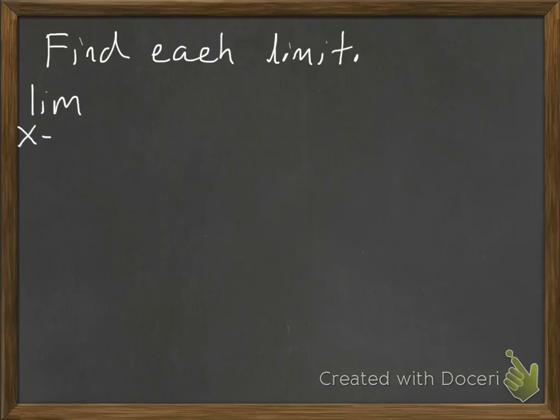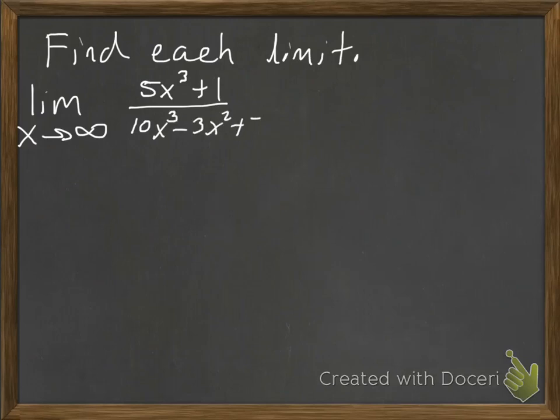Okay. So I'm going to find the limit as x goes to infinity of 5x cubed plus 1 over 10x cubed minus 3x squared plus 7. And kind of what we were trying before is, we'd be approaching a number like 2, and first thing we do is try to directly substitute. Well, infinity is not a number, so we can't really directly substitute. And so it's kind of in what I would call indeterminate form.